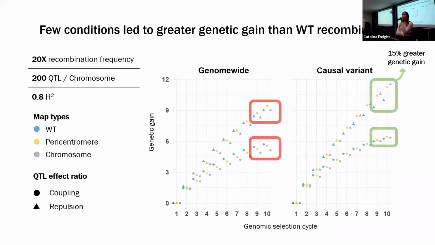So we can consider then when we remove LD from the equation, the causal variant relationship matrix, LD decay from the equation. After 10 cycles of genomic selection, we can see, especially when the QTL are under repulsion, up to 15% greater genetic gains with an increased map compared to wild type recombination.